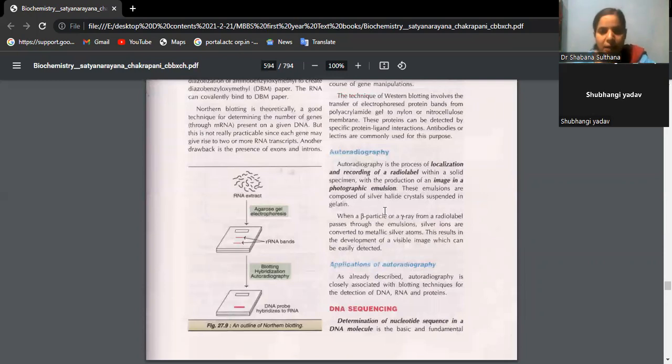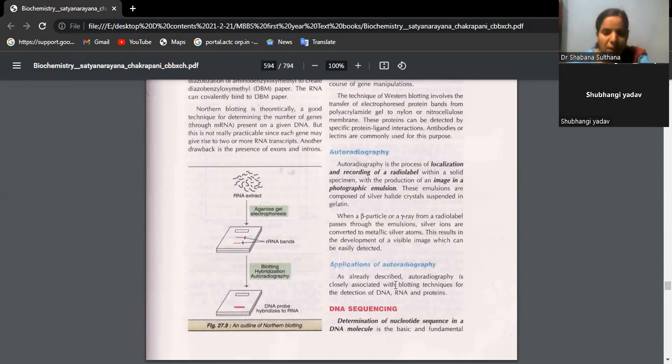Polyacrylamide or nitrocellulose is the membrane, isn't it? Over which there is either a DNA fragment or RNA fragment or a protein. With the help of a probe, we are reading the sequence of nucleic acids or amino acids. That's how we are able to read the sequence. Are you understanding better?